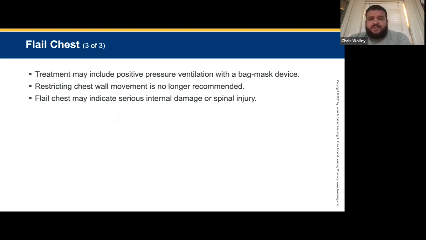Treatment: mask, blow-by, positive pressure ventilation. Applying high flow O2 helps. Not going to say it's going to fix it every single time, because what you're trying to do is apply positive pressure inside the chest, but we don't have enough pressure. Something like a CPAP is just not going to be enough to stop it. So you're going to have to apply the pressure somewhere.